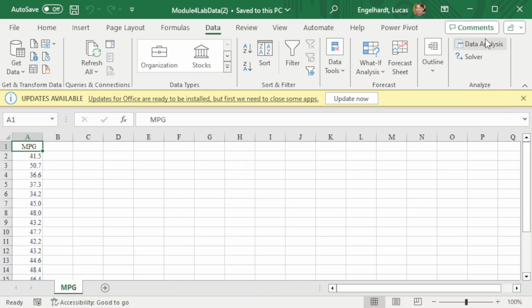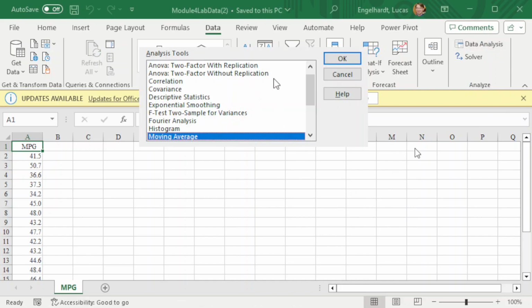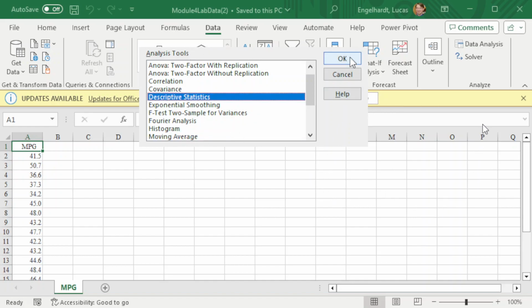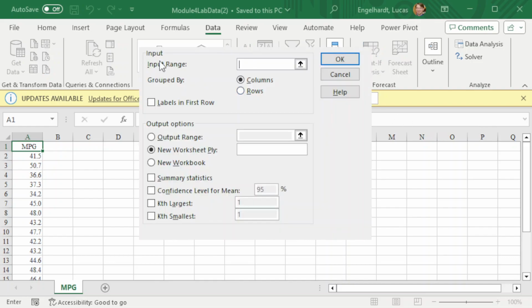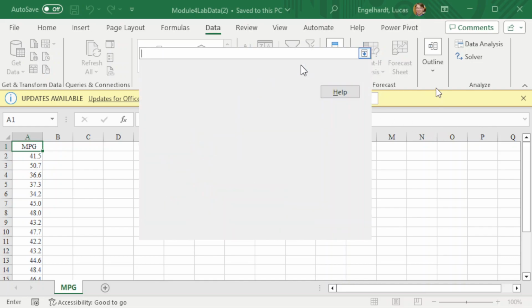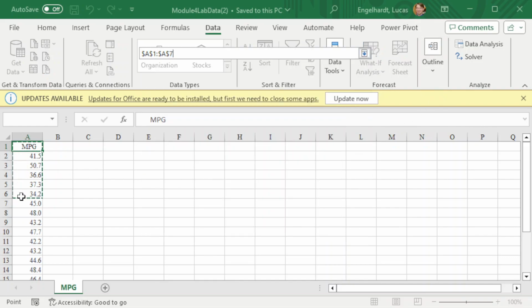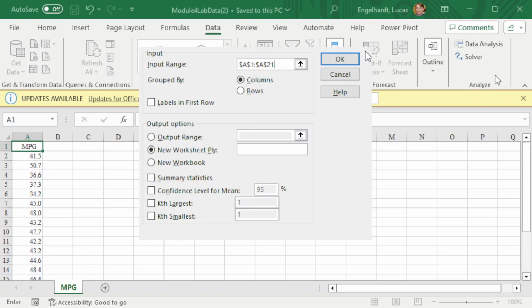All right, so let's go ahead and get started here. I'm going to open up the data analysis tool pack, and that gives me this list of tools that are available. I want the descriptive statistics. I'm going to click OK. So I have my input range. This is where my data is. So I'm going to select the data. I'm going to include the label here. That's not strictly necessary since I'm only dealing with one data set, but I think it's good practice to do that in general. So I need to tell Excel that there is a label in the first row.